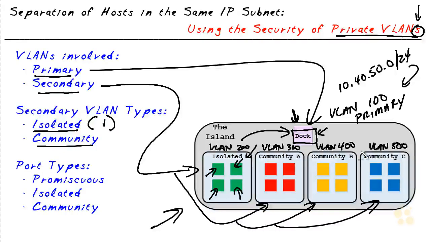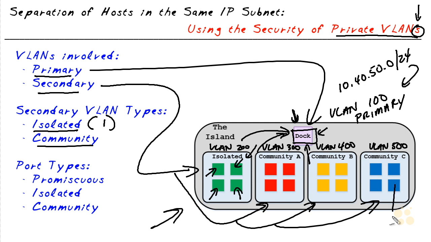one for each community. And then what happens is we're going to associate VLAN 300 and VLAN 400 and VLAN 500 with the primary VLAN of 100 for two basic reasons. Number one, they're also going to need access to the dock so they can get in and out of the VLAN. And devices that are in Community C, which is VLAN 500, won't have access to other devices in VLAN 400, which is Community B, because there's no cross-community communications inside private VLANs.